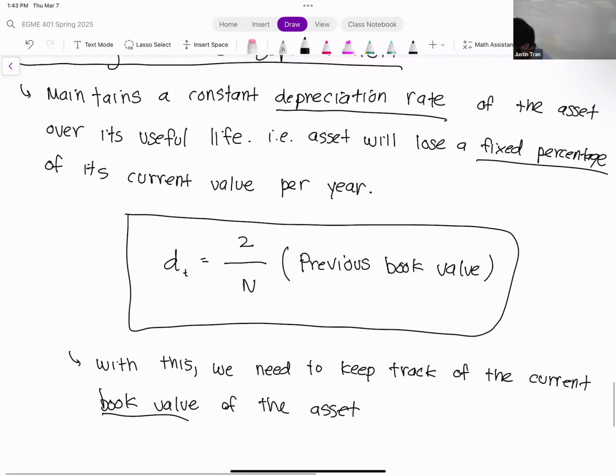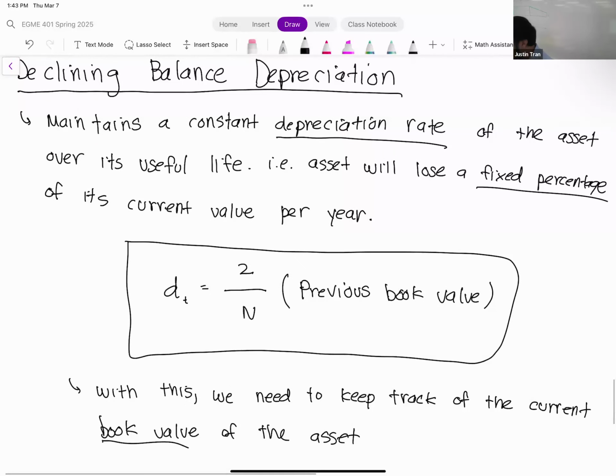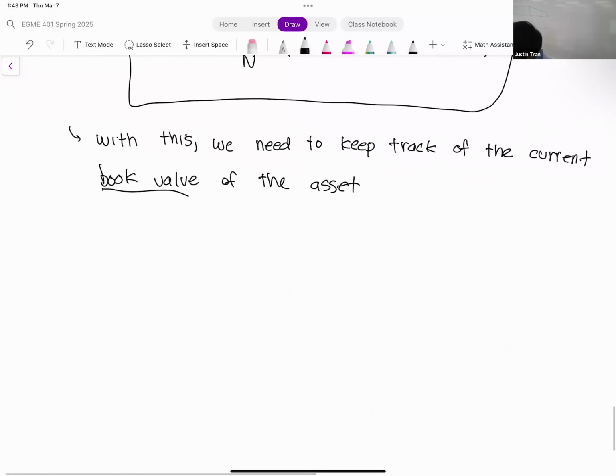Okay. Any questions on declining balance or anything we talked about so far before we do another example? Okay. All right, so let's do another example. Well, it's the same example that we're going to be doing with declining balance. So in this example, let's say that we're purchasing a truck. We're doing it again, right?